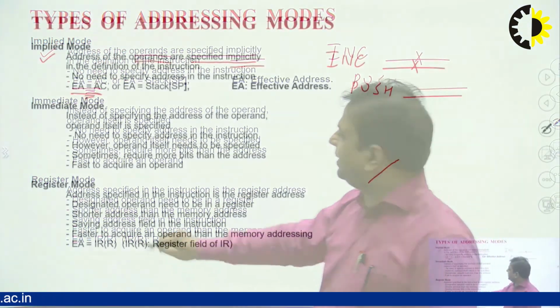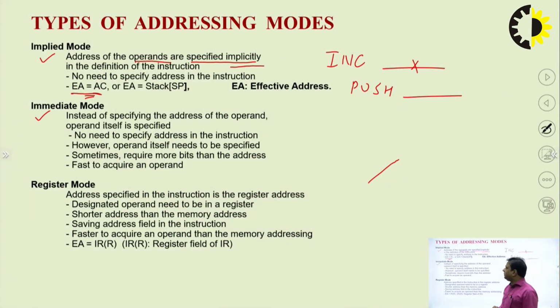Similarly, next we come to the immediate mode. In immediate mode, instead of specifying the address of the operand, the operand itself is specified. That means we will not specify the address. We are not concerned with finding the address because the operand is itself there, right? So there is no need to specify an address in the instruction because the operand itself is specified. Sometimes it requires more bits than an address, but it is fast to acquire an operand.